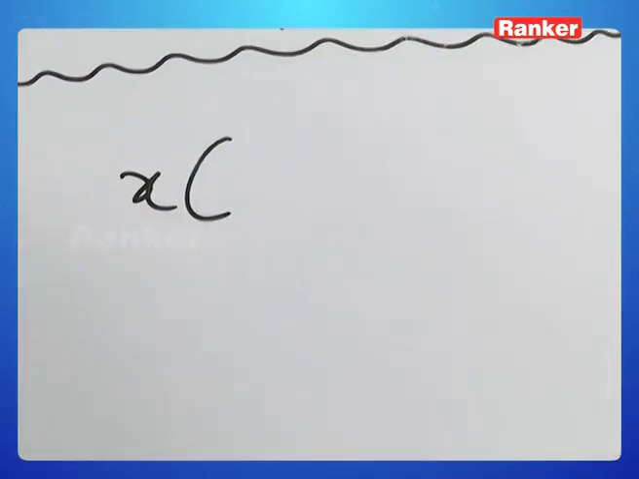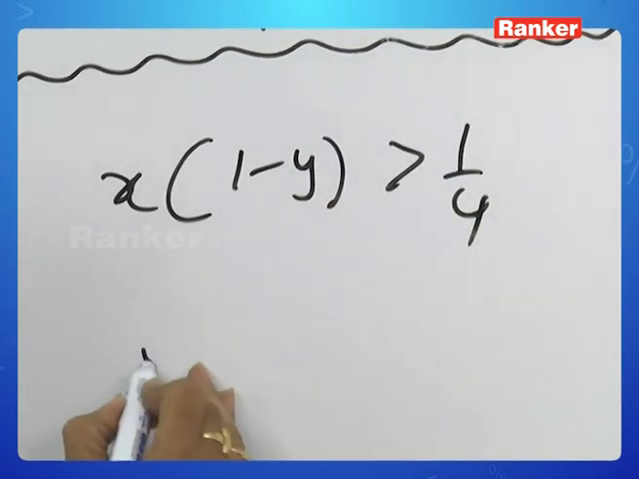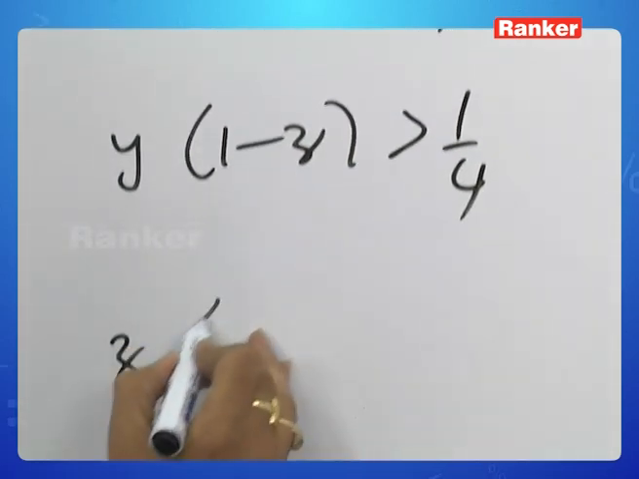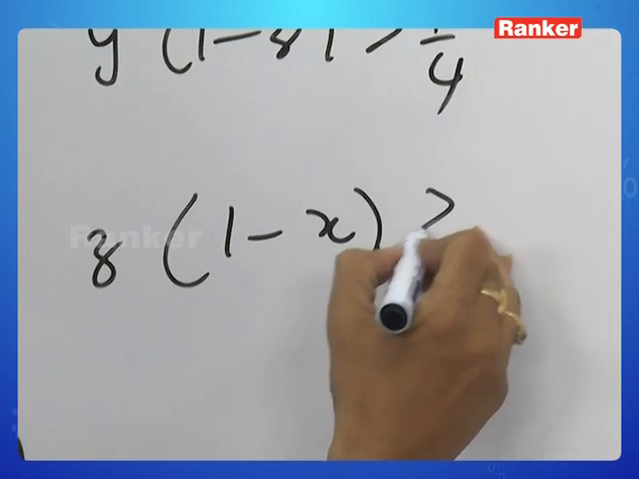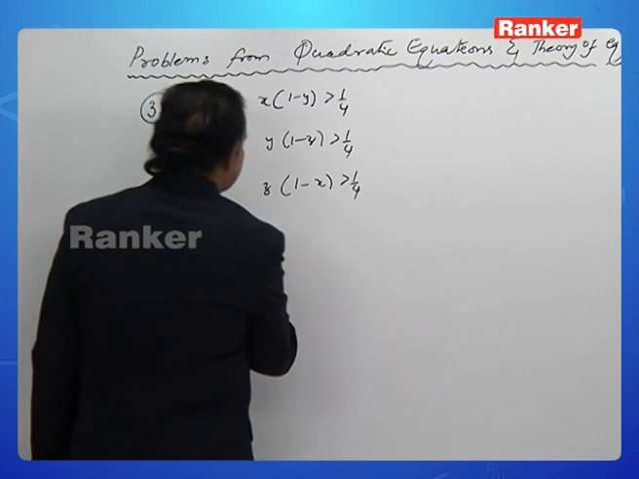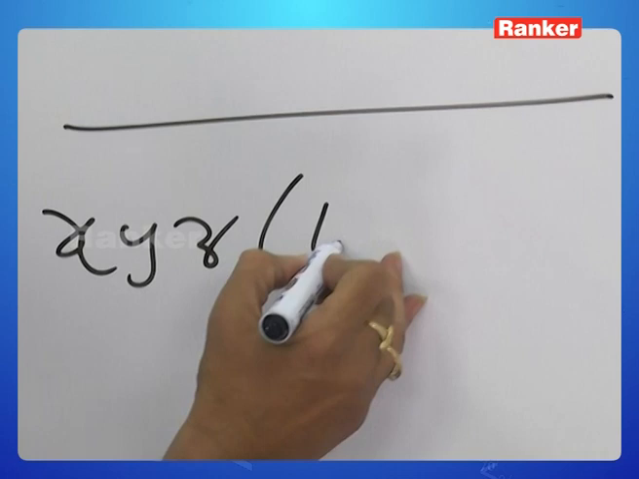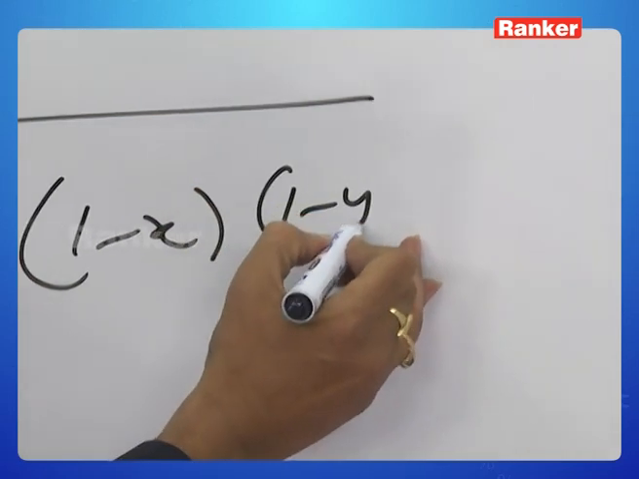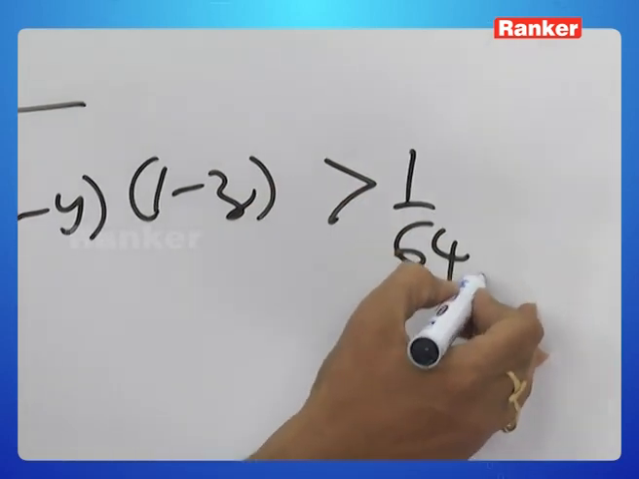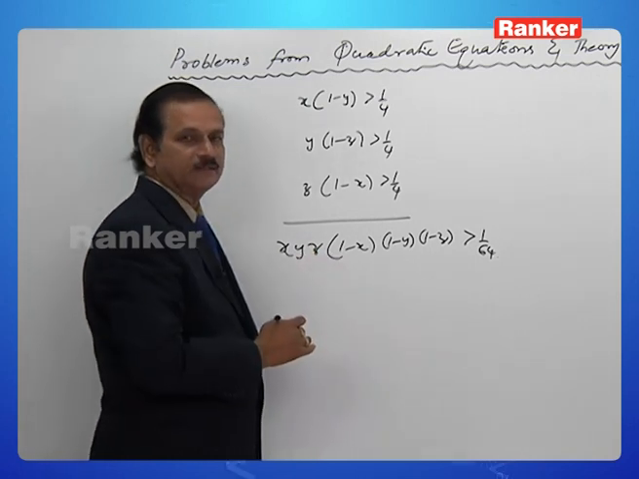X into 1 minus Y is greater than 1 by 4. Y into 1 minus Z is greater than 1 by 4. Z into 1 minus X is also greater than 1 by 4. He has given this. Let us multiply all these three. What is going to happen? X, Y, Z into 1 minus X into 1 minus Y into 1 minus Z is greater than 1 by 64. Let us keep it aside.